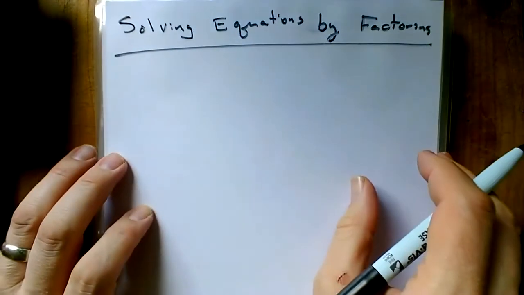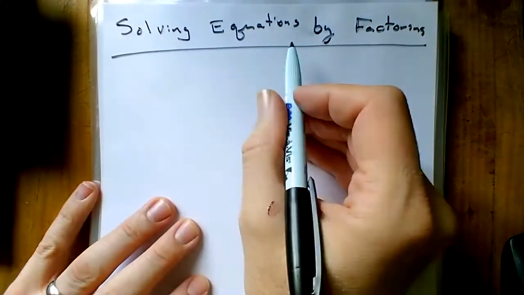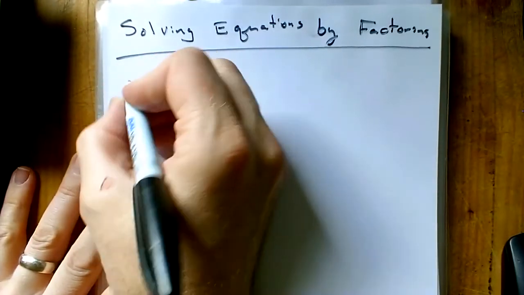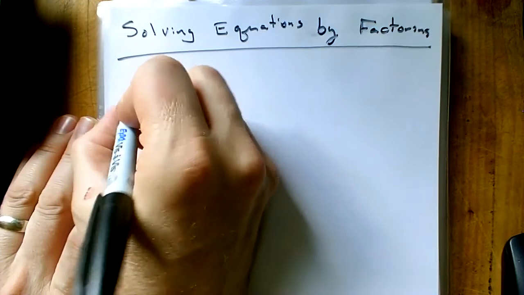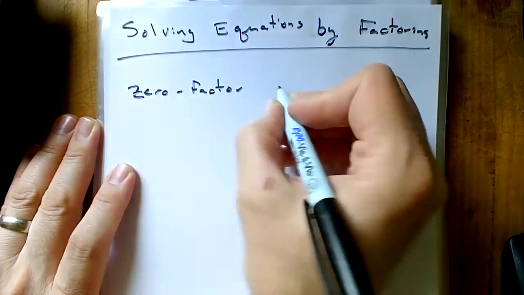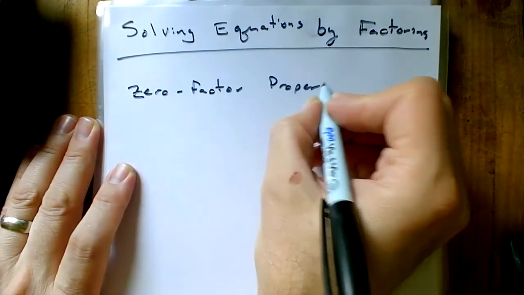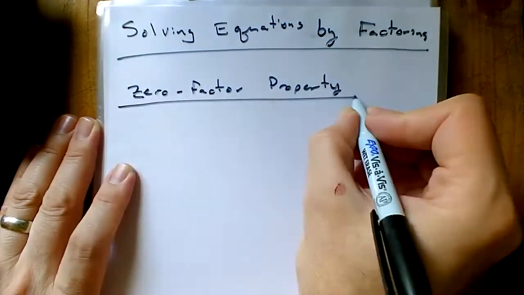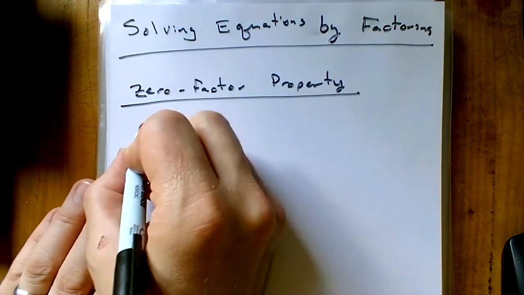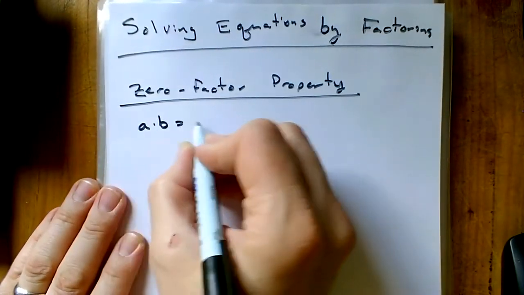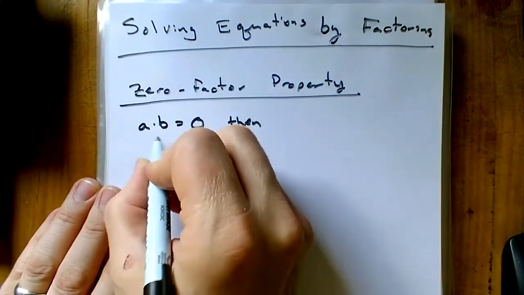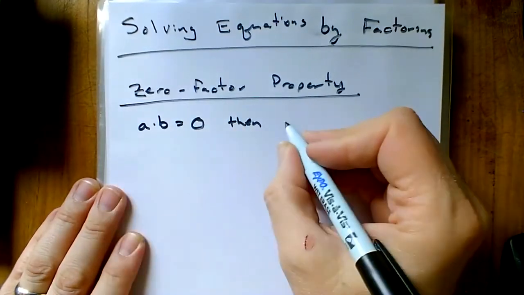All right. So we're going to be talking about solving equations by factoring. And the main thing with this is we're going to be using a property that's called the zero factor property. And the zero factor property says that if you have got the product of two or more things and the product is zero, then one or the other or both of your factors must be equal to zero.